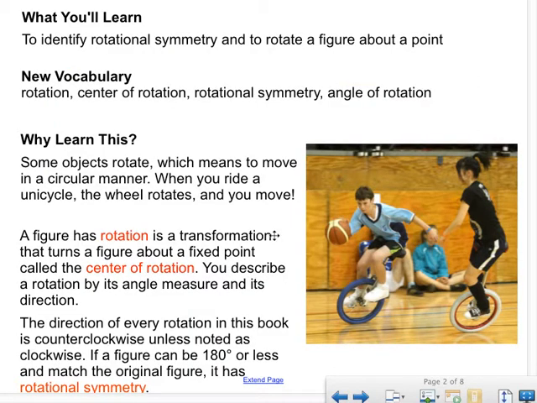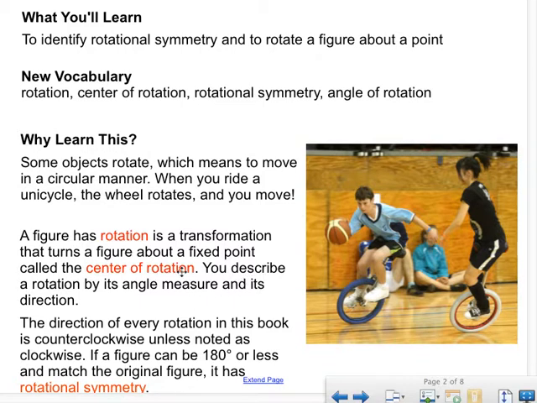Okay, I'll go ahead and read this. What you'll learn: to identify rotational symmetry and to rotate a figure about a point. New vocabulary: rotation, center of rotation, rotational symmetry, angle of rotation. Why learn this? Some objects rotate, which means to move in a circular manner. When you ride a unicycle, the wheel rotates and you move.